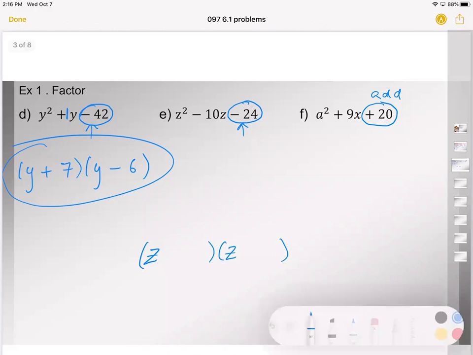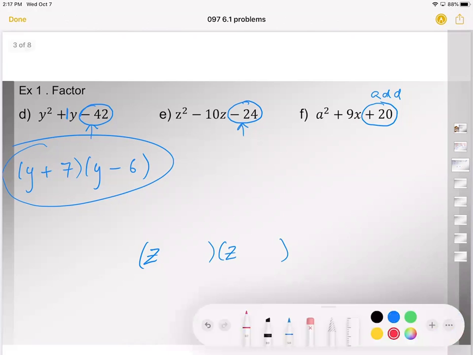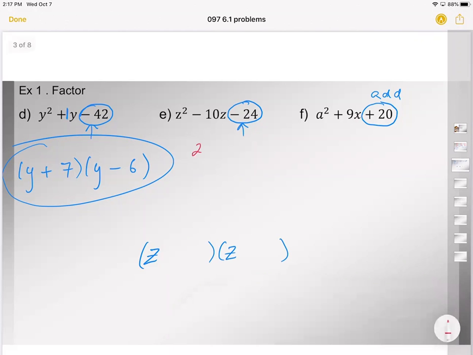Make sure, ladies and gentlemen, this is the purpose of me giving you this problem. Looking at 24, we did 24 already. We know that 1 times 24 is 24.